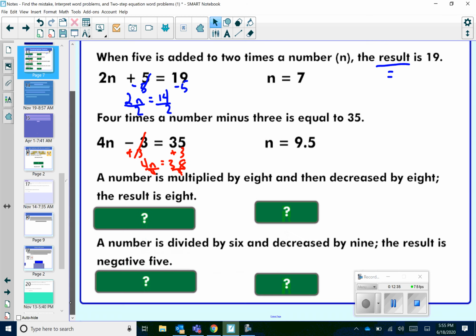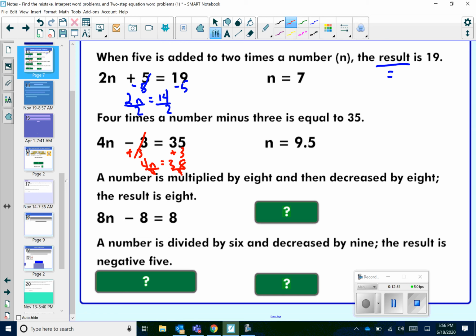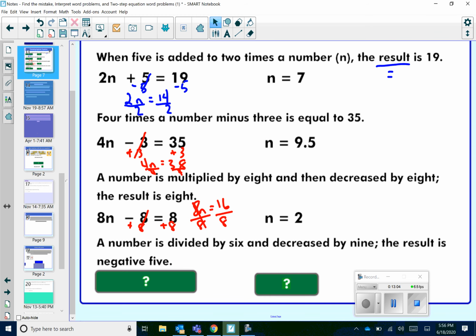A number is multiplied by 8 and then decreased by 8, and the result is 8. Well, n multiplied by 8 would be 8n. Decreased by 8 would be minus 8. And then the result is 8, equals 8. So here we would add 8 on both sides. That would leave me with 8n equals 16. And then when we divide through by 8, you'd end up with n equals 2.